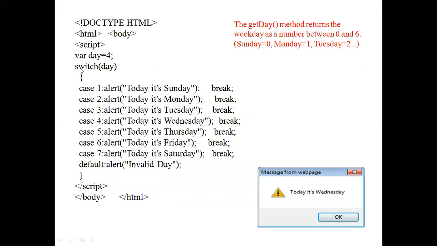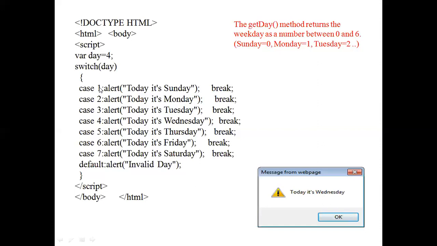So switch day. What is the expression? You are finding a day, so you have to say switch day. Open the curly bracket and write all the cases. If case is 1, it will display alert, Today is Sunday. Break. So if it really is Sunday, this day is matching with the number, then only this block will be executed. The rest will not be executed. Break means the program will come out of here and finally display the alert, whatever is shown by you here.